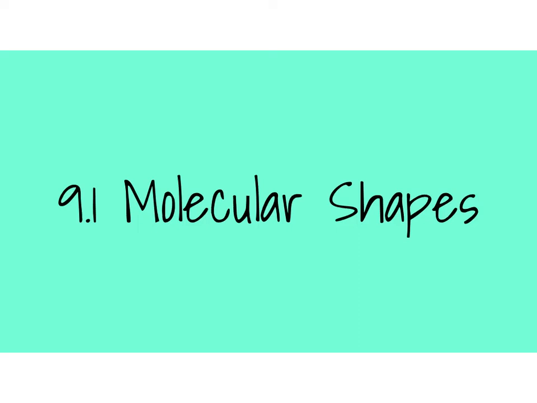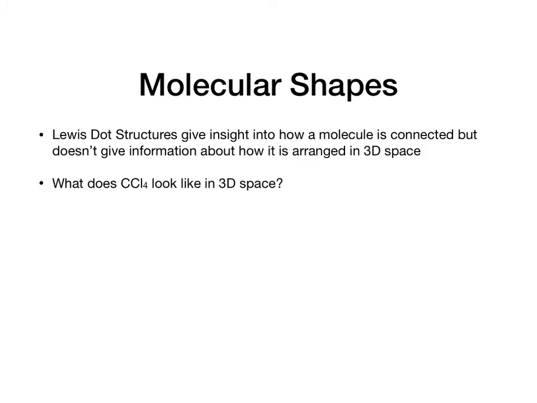In Chapter 9, Part 1, Molecular Shapes, we're going to begin to look at how we draw a molecule in 3D. Lewis dot structures tell us how a molecule is connected, but don't tell us how it's arranged in 3D space. If we think about CCl4, or carbon tetrachloride, the number of valence electrons is 4 plus 4 times 7, which equals 32.